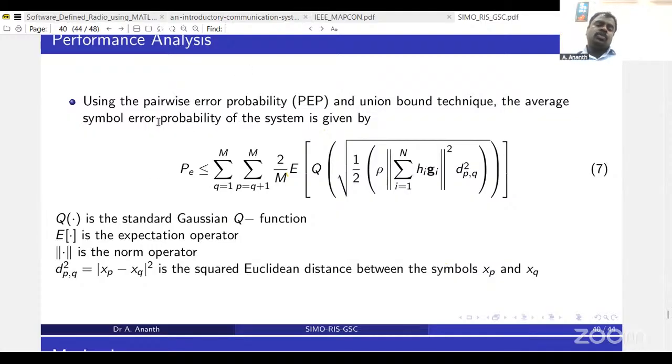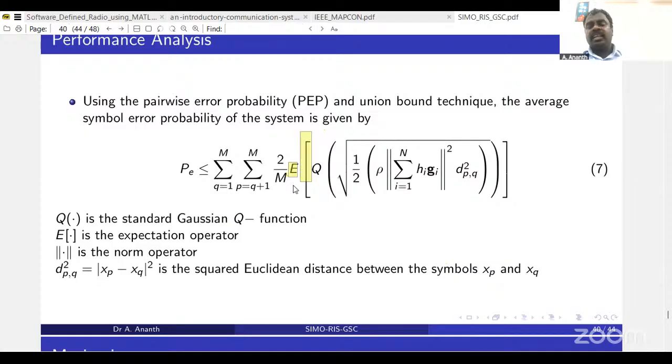If we use pairwise error probability, then it can be written something like this, with certain constants, like 1 by 2 rho norm of summation i equal to 1 to n h_i g_i vector norm square d square(p, q). This d square(p, q) represents the distance between one symbol and the other symbol, or a minimum Euclidean distance between one symbol and the other symbol of BPSK or QPSK or QAM and so on. And next, this is our expectation.